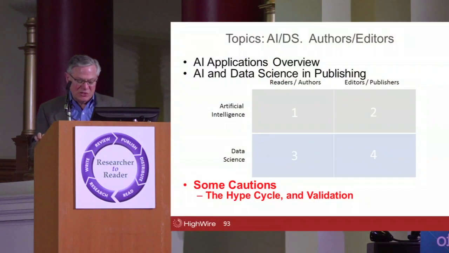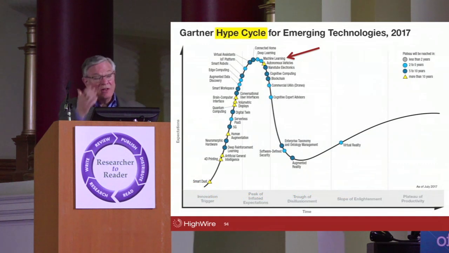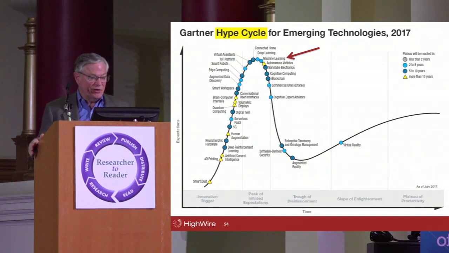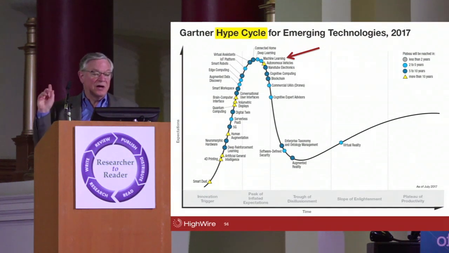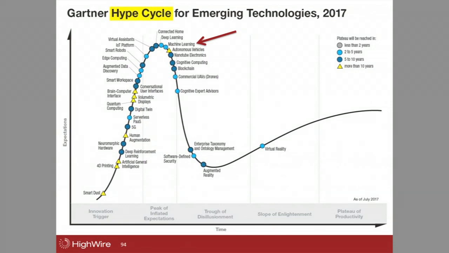And now, just for some cautions in closing, there is a lot of hype about artificial intelligence and machine learning right now. The arrow is pointing to where machine learning shows up in this. It's just past the peak of inflated expectations, which doesn't sound like a good place to be, does it? So we're definitely in the hype zone for this.